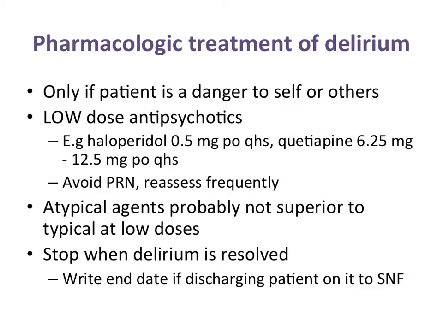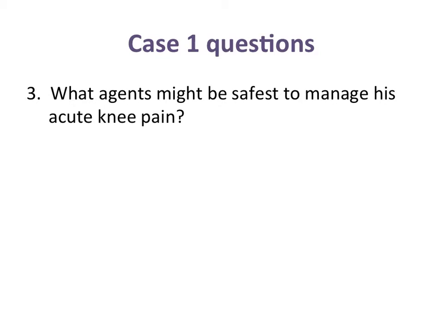Pharmacologic treatment with antipsychotics is overused in current clinical practice as the evidence for efficacy is slim, and it should be reserved for cases refractory to non-pharmacologic measures in which the patient is a danger to themselves or others. For example, they're attempting to pull out their dialysis catheter or hit a hospital staff member. I've listed some possible starting doses of these agents. Atypical agents are probably not superior to typical at low doses, and the agents should always be stopped when the delirium is resolved. The third question for case 1 was about pain management in the elderly.